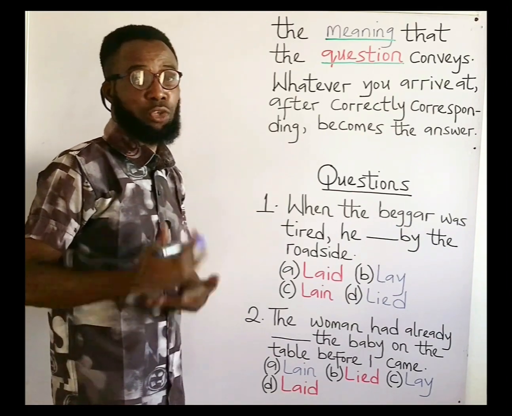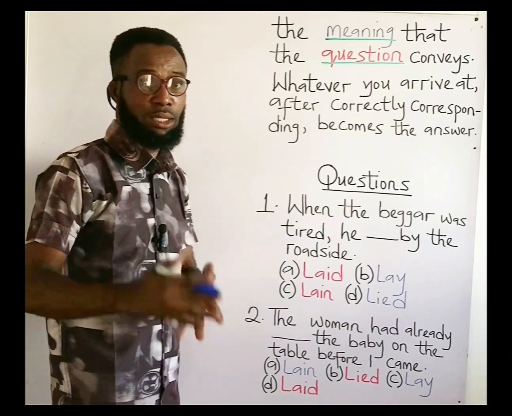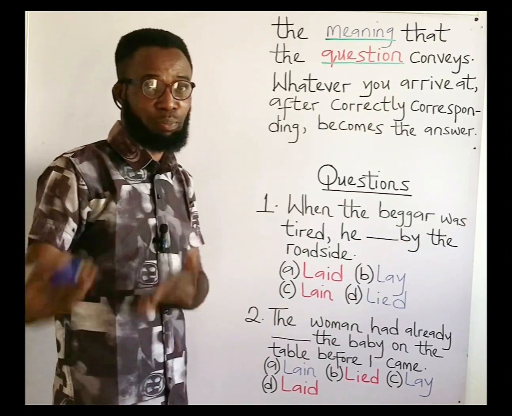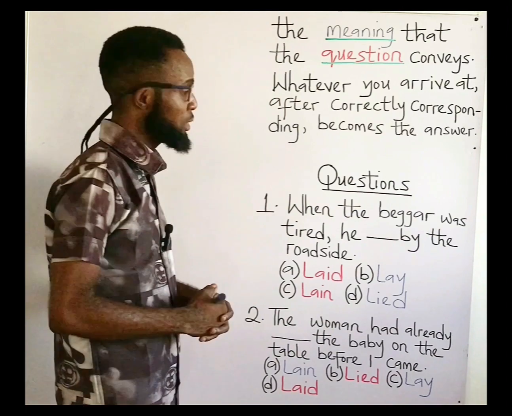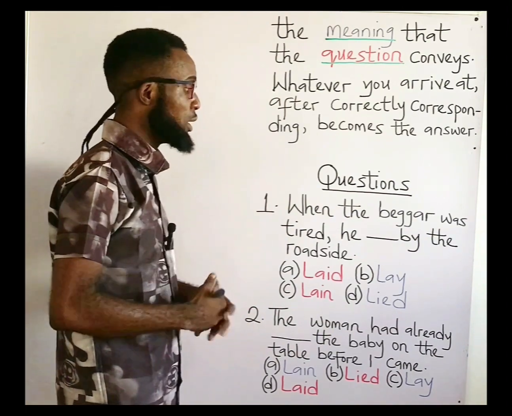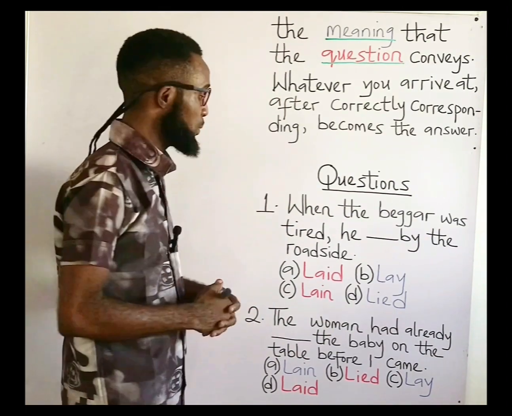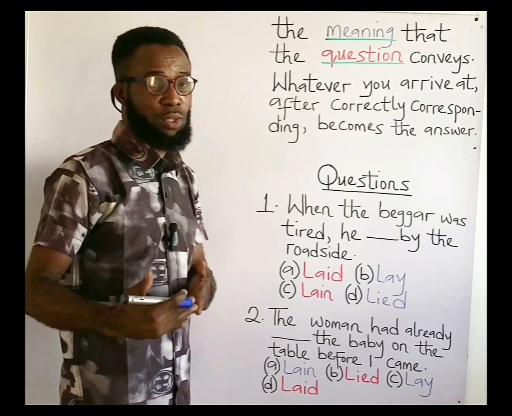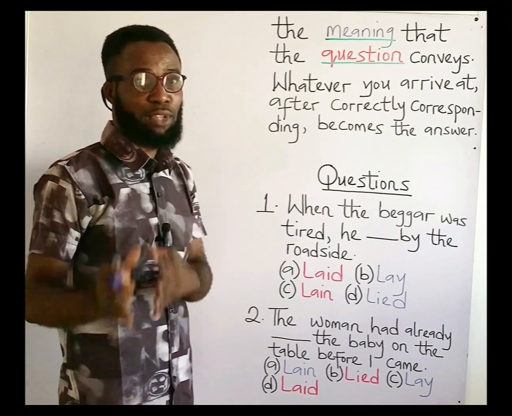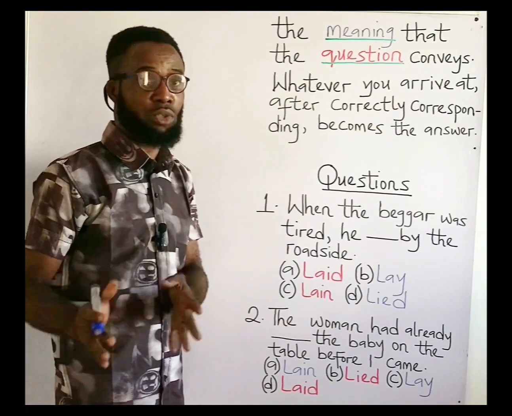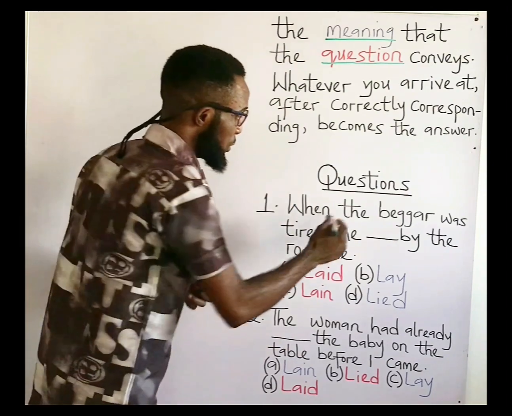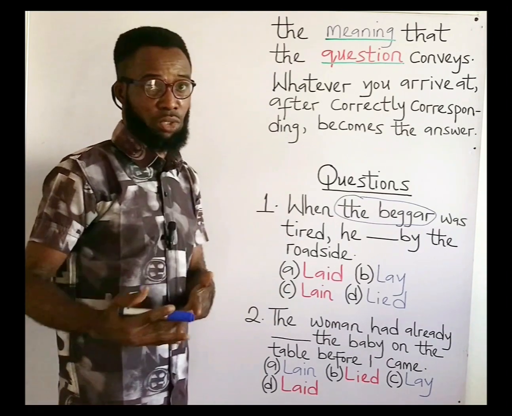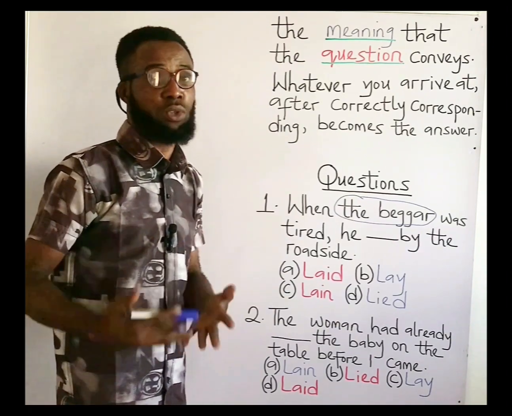Having looked at the difference between lie and lay, let us look at a few questions with a view to understanding better. Question 1, it reads, when the beggar was tired, he dashed by the roadside. If you look at this question, you will find out that it has to do with placing yourself in a flat or horizontal position on a surface. In this case, the beggar is placing himself in a flat or horizontal position on a surface because he was tired.